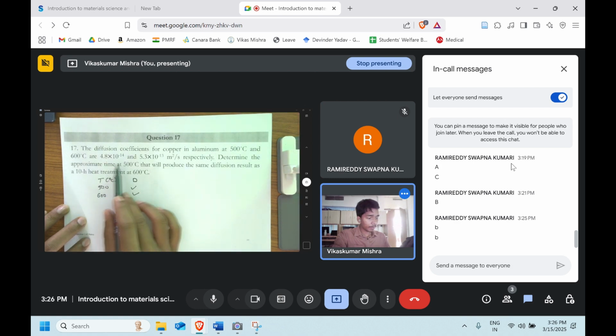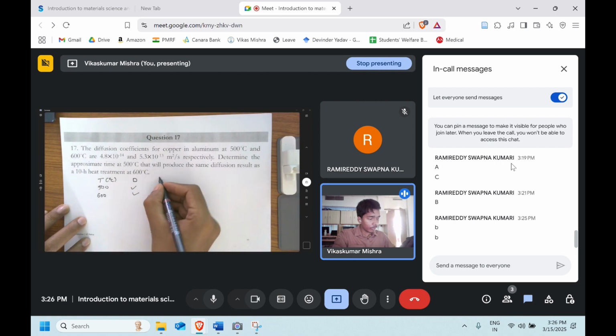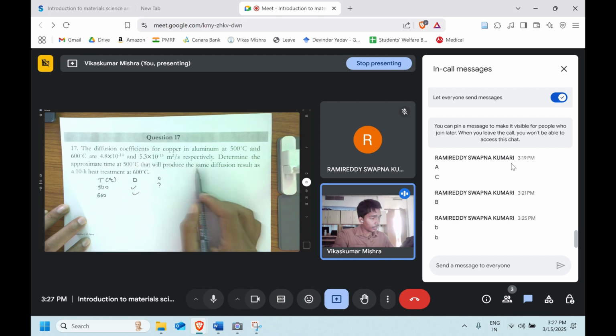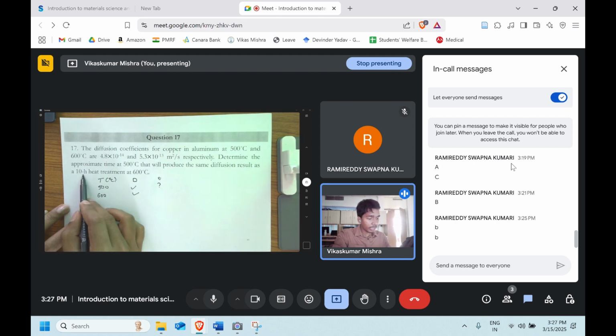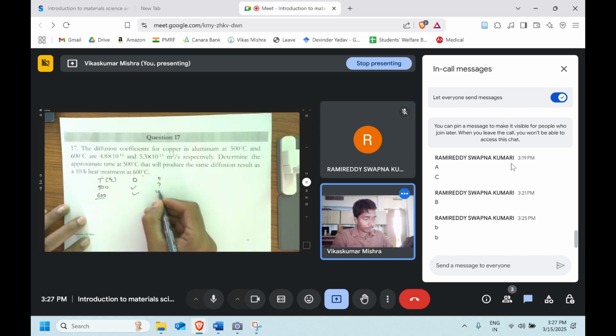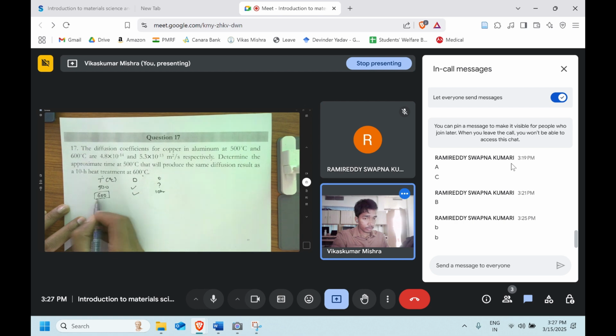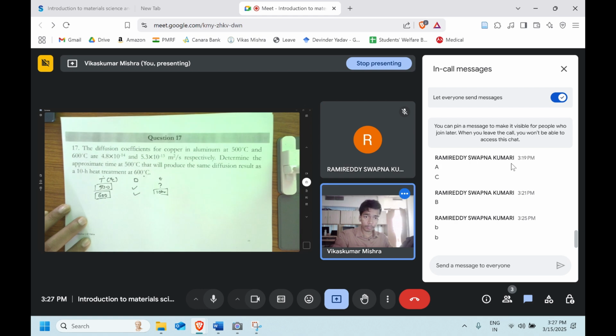Determine the approximate time at 500. So they are talking about the time. At 500 we have to find the time that will produce the same diffusion result as a 10-hour treatment at 600. So at 600 they give the treatment for 10 hours. Now our industry wants to produce the same result, which they produce at 600 degrees Celsius for 10 hours, at 500 degrees Celsius. So how much time should they heat?